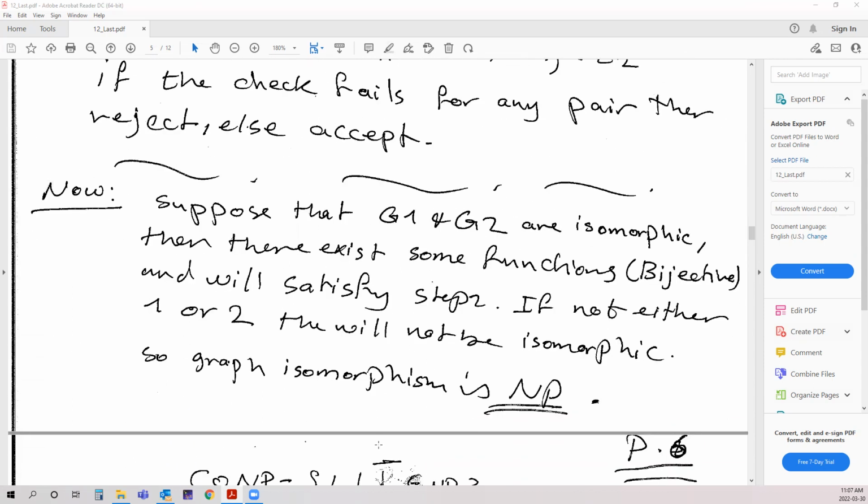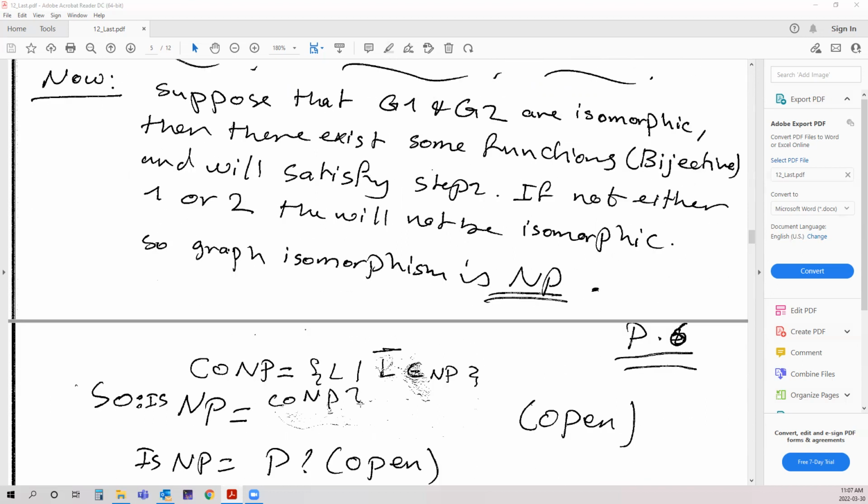Now suppose that G1 and G2 are isomorphic. Then there exists some bijective function that will satisfy step 2. If not, either step 1 or step 2 fails, and they will not be isomorphic. So graph isomorphism is in NP. It's one of the complicated problems.